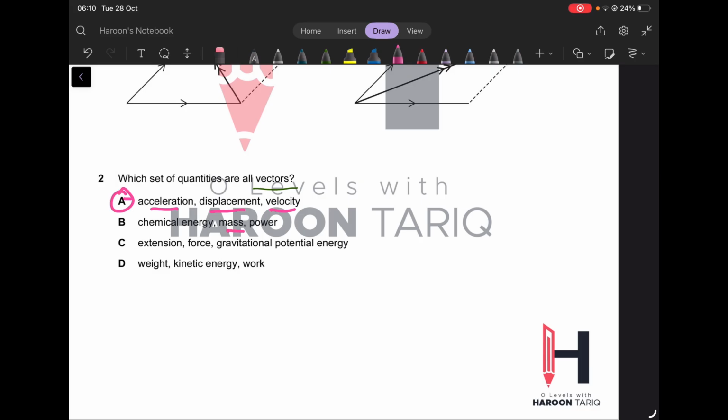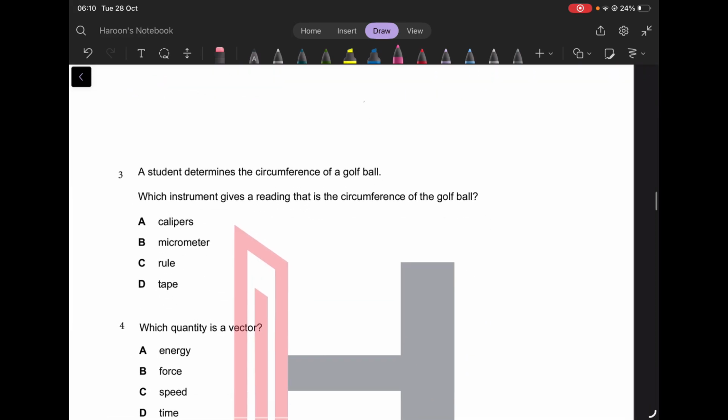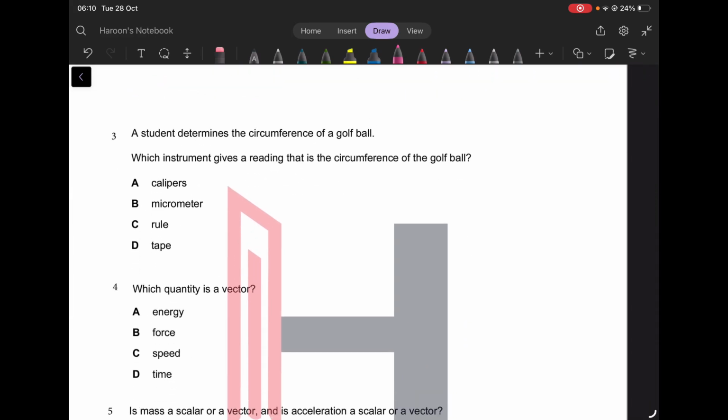You can see this has mass, scalar quantity. Extension is just length, scalar quantity. Energy, scalar quantity. Question number 3. A student determines the circumference of a golf ball. Which instrument gives the reading that is the circumference of this golf ball?